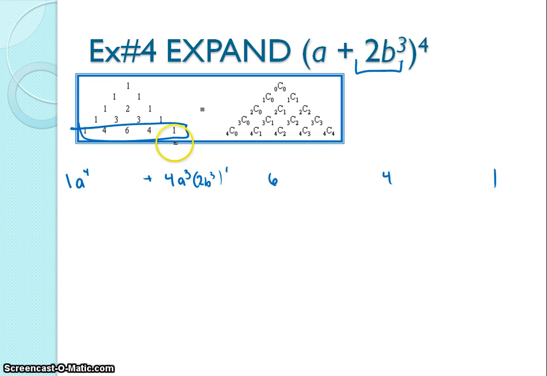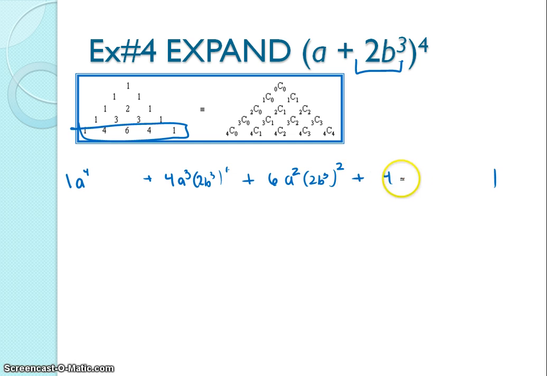Notice the sum of the exponents right now, 3 and 1, sum to be 4. Okay, we're going to add 6a. We decrease our a's by 1, so we're at a squared, times 2b cubed squared, because it was b to the 0, b to the 1, b squared, and squared goes into the 4th power.